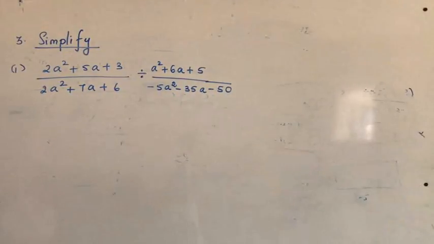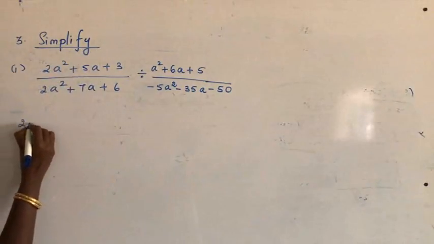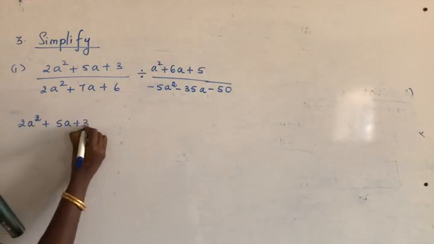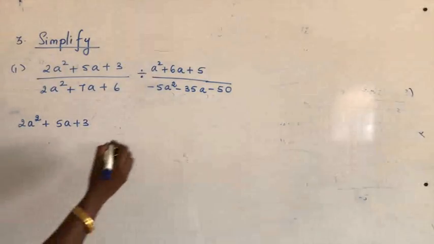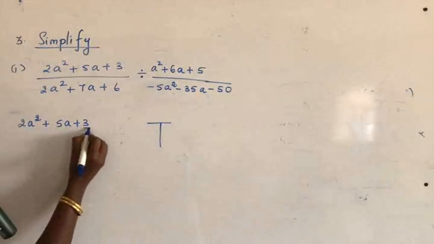Let's take the first part. We are going to take all the expressions separately and write the factors. After writing the factors, we will put all the things together and try to simplify it. So let's take the first part. It is 2a square plus 5a plus 3. Same method, we are going to follow our T method. Now, what is the constant term here?